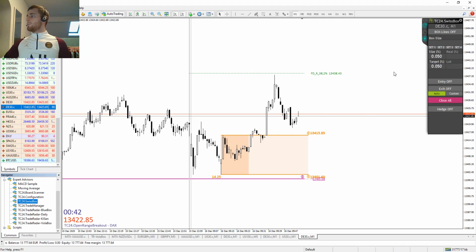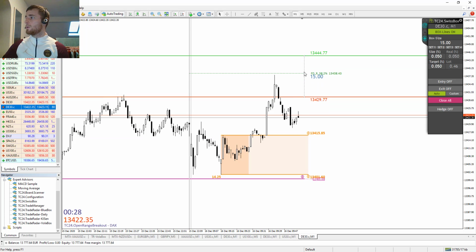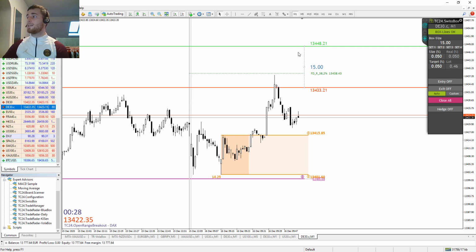So here we are. We've now got our SwissBox in place. This is our SwissBox configurator. If I click the box lines on, we see that we have two lines in the chart. So this is our actual SwissBox. We've got a green line and a red line. These both represent two pending orders, the green being a buy stop and the red being a sell stop.